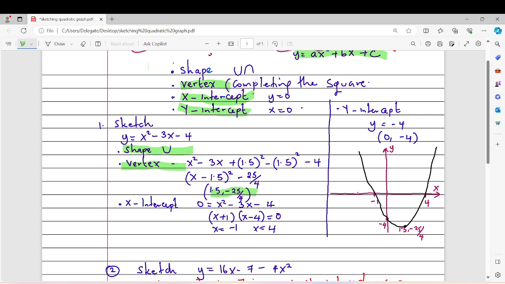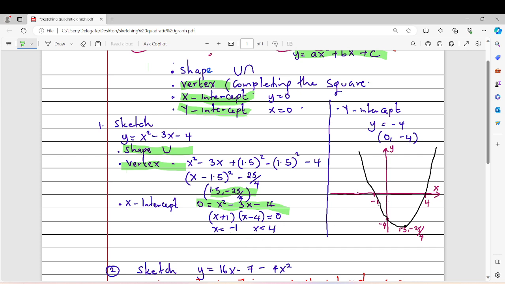When you make your y equal to 0, you'll be solving what we call a quadratic equation. So according to what I have here, when I make y equal to 0, I end up solving the quadratic equation. If you don't know how to solve, please check out one of my videos, and you'll be able to learn how to solve quadratic equations. Here I used factorization. When solved, I got -1 and 4.